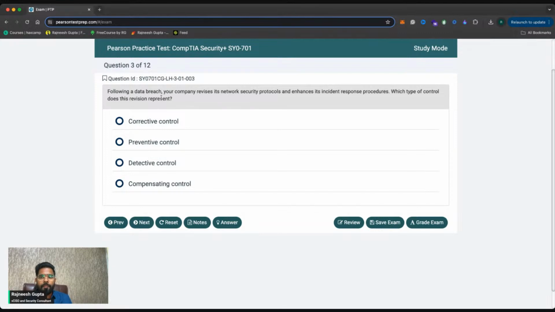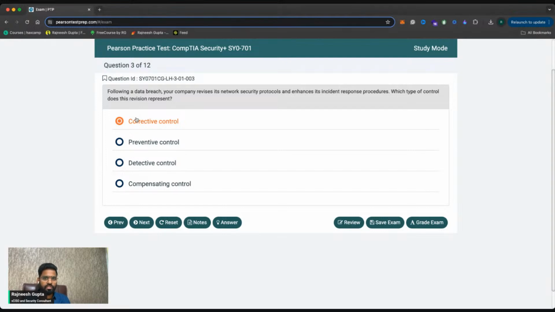Yes, brilliant. Because something happened in the past, you see, following a data breach. That means something happened in the past. That's the reason I'm making an improvement. So whenever you make some improvement after an incident in the past, that falls under the corrective control because you are correcting what was incorrect.